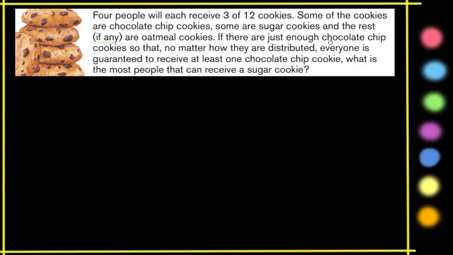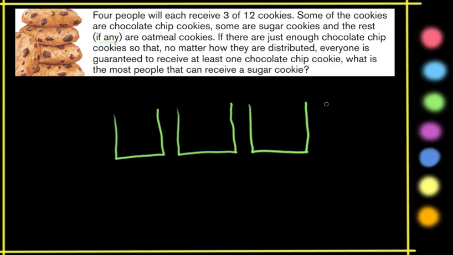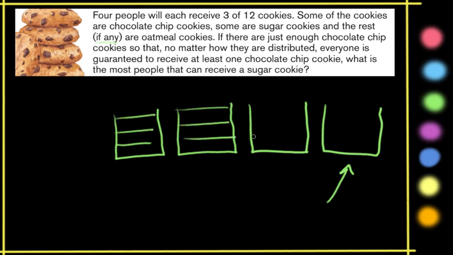So first, we've got to figure out how many chocolate chip cookies there are. It gives us this hint saying that there's just enough chocolate chip cookies so that no matter how you distribute them, everyone is guaranteed to receive at least one chocolate chip cookie. So if I was trying not to give someone a chocolate chip cookie, right? I had 12 cookies. They were each going to get 3. And I had these 4 friends. If I was trying not to give a chocolate chip cookie to this person, I might start by doing 3 chocolate chip cookies here, 3 here, 3 here, and I would have given 9 chocolate chip cookies. And if I had 10 chocolate chip cookies, there's nothing I could do. I would have to give my chocolate chip cookie to this guy.